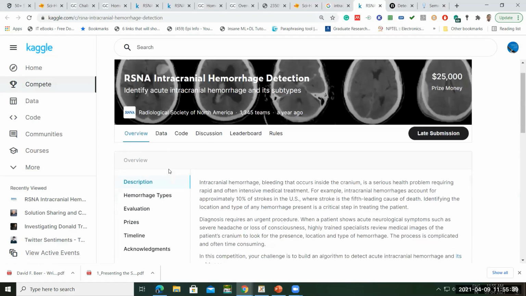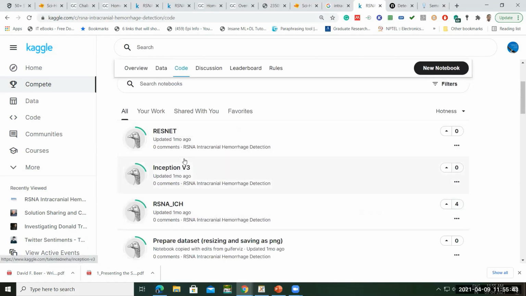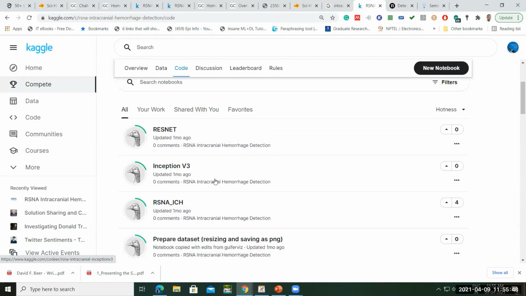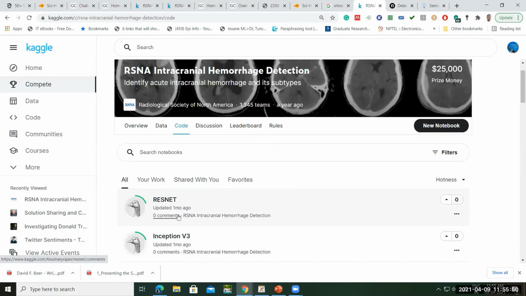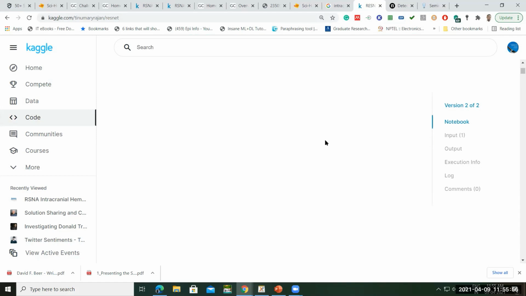Now you come here, you can actually see code. There is code here, right? So see code, this person used ResNet, this used Inception Net. Okay, this person used, I don't know, whatever. Now, let me look at this code and see whether he actually implemented something, right? So now, this was just submitted 1 month ago.